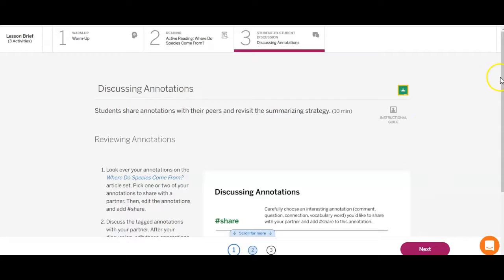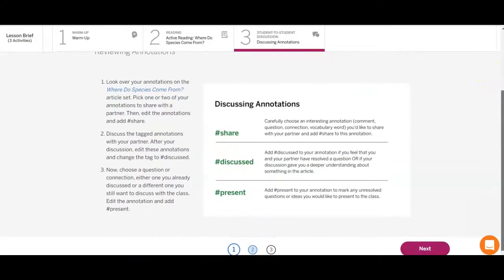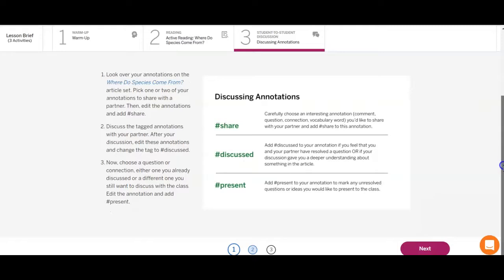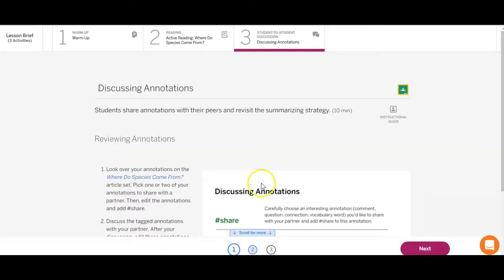And then you'll come here. This is where you're discussing your annotations, okay? Remember, we've kind of discussed different hashtags that you can use. I just went over a few right now. And then speciation, here you guys should write this down: the process by which one population evolves into two or more different species, because you will be using this on your Foursquare vocab. So make sure you get that done.